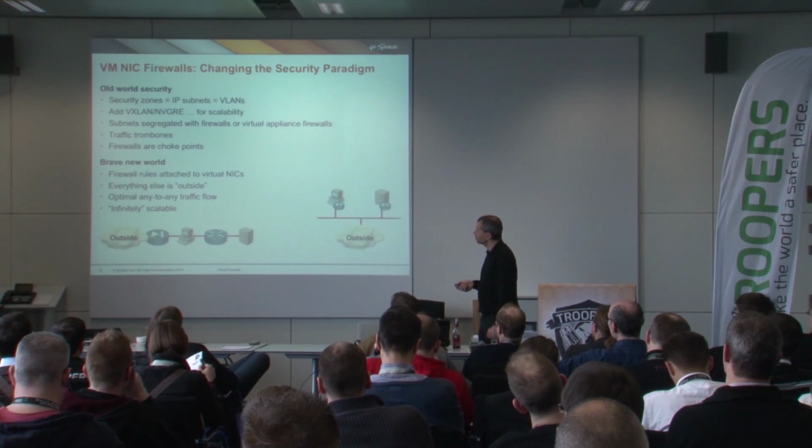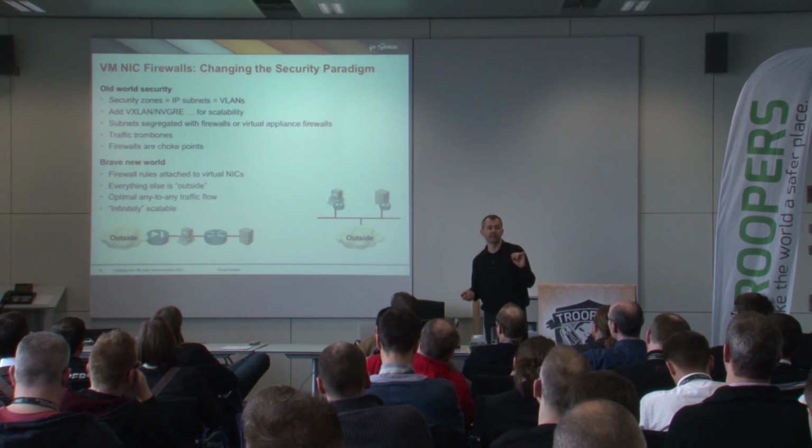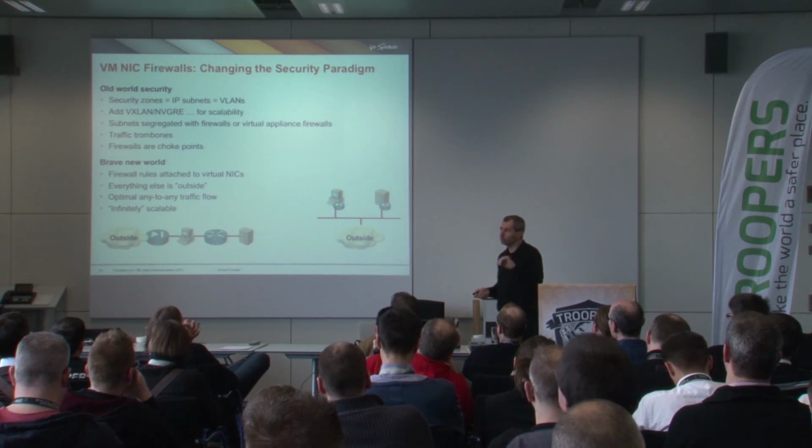It does change your perspective completely. In the old world that we all understand, a security zone was a VLAN, was an IP subnet. And if you run out of VLANs, you can throw this new stuff in. But still, things in the same security zone would be in the same subnet, and that would be in the same VLAN. And by the way, these firewalls would become choke points, because everything between two security zones has to go through that central box. Physical or virtual, doesn't matter.